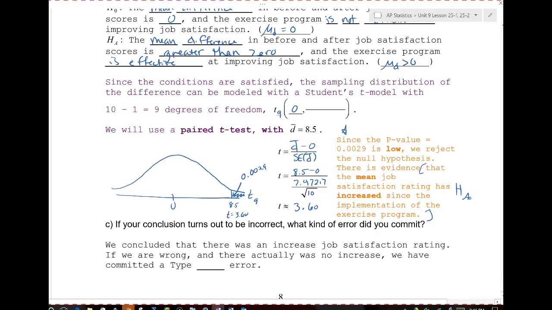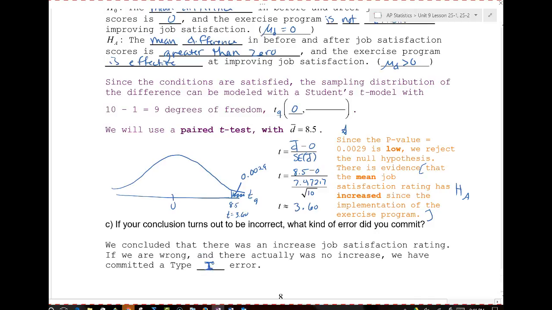Now, if your conclusion turns out to be incorrect, what kind of error did you make? Well, we made a type 1 error, right? Because if we rejected the null hypothesis and we weren't supposed to, that's a type 1. Remember, type 1 error is incorrectly rejecting the null hypothesis. So we conclude there was an increased job satisfaction rating. If we were wrong, and actually there was no increase, we have committed a type 1 error where we rejected when we should not have.